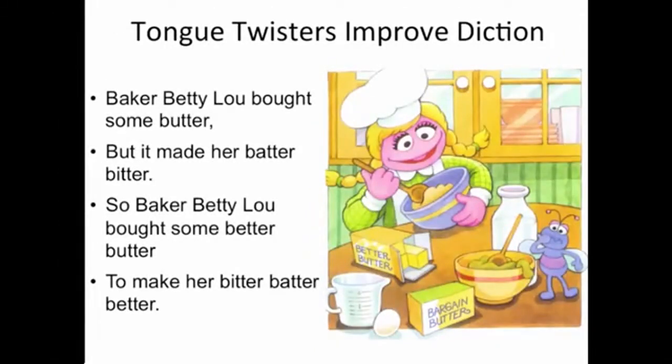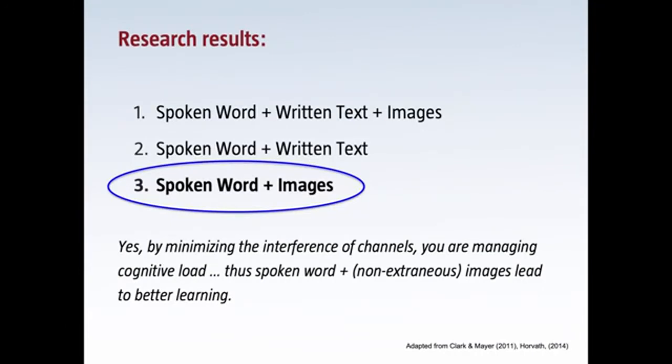Okay. Can you remember why it's important to practice tongue twisters? If not, try to recall, where was your attention focused as the video was playing? Is this what you predicted? The best practice here is to minimize text when talking and to use images to convey concepts as much as possible. When just spoken word plus images, you're minimizing the interference of the channels and managing cognitive load. The written words are interfering with our ability to listen and integrate the audio content. How could we make this video better given a do-over?